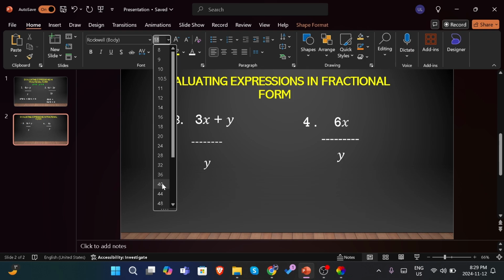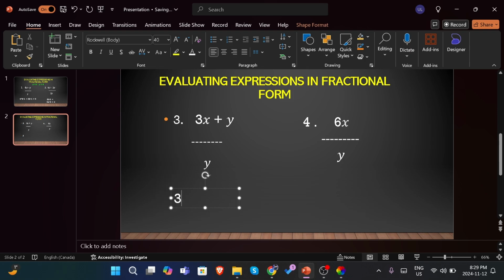So we gotta remember that 3 times 8 is equal to 24, and then 24 plus 4, which is the y. 24 plus y, or 24 plus 4, is 28.